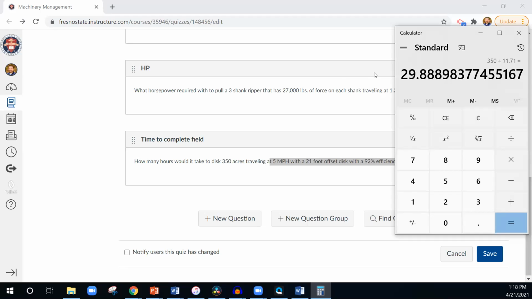If I didn't put that full number in there, it's going to change these things back here. The range I gave you guys on this was 29 to 31 because it doesn't matter how much you go. Even if we were to do this, if you did 1 point past the decimal, we'll go 350 divided by 11.7. I'm still going to get 29.9.